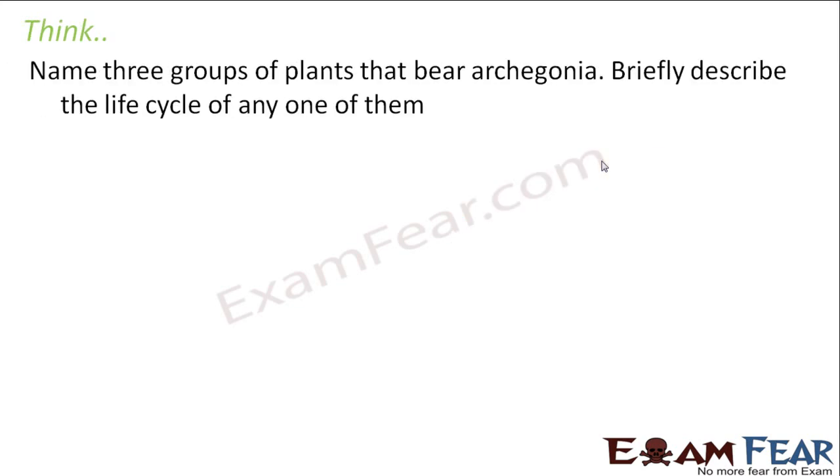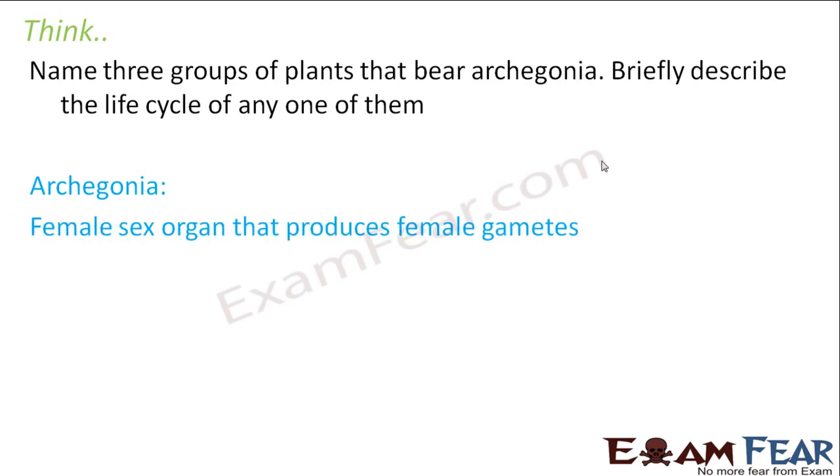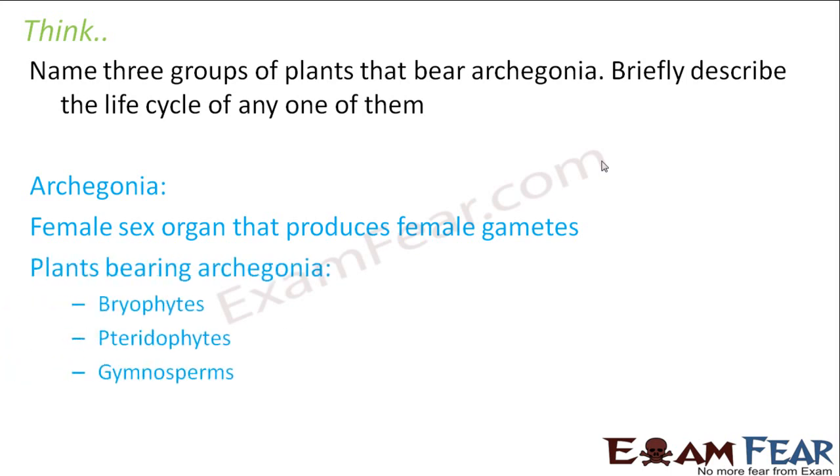Let us look at the next one. Name 3 groups of plants that bear archegonia. Briefly describe the life cycle of any one of them. So what is archegonia? Archegonia is nothing but the female sex organ that produces the female gametes. So it was that sex organ which produced the female sex cells. So plants bearing archegonia were bryophytes, pteridophytes and gymnosperms.